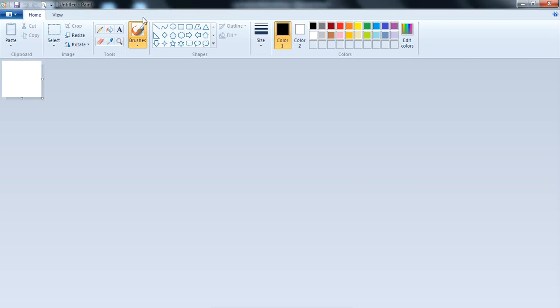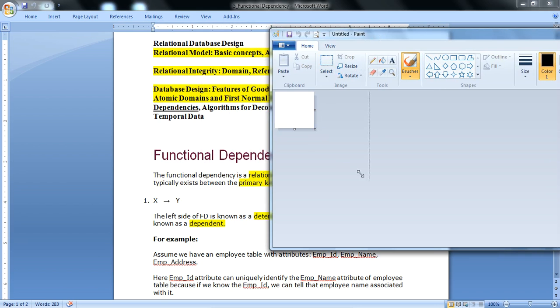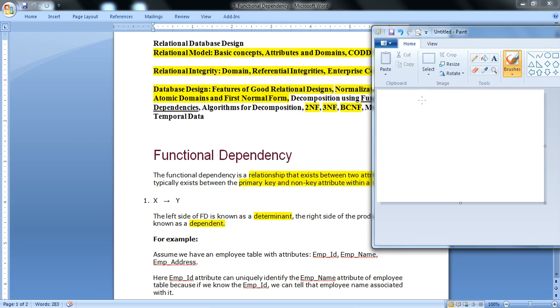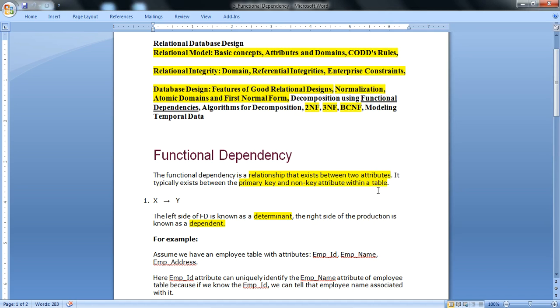That is the attributes. Simply, we design one table with some attributes. Say the table contains two columns, x and y; x and y are the attributes of the table. The functional dependency typically exists between the primary key and a non-key attribute within the table. The relationship exists between two attributes, where one attribute is the primary key and the other is a non-key attribute within a table. That's the functional dependency: a relation between two attributes, one the primary key and the other a non-key attribute.